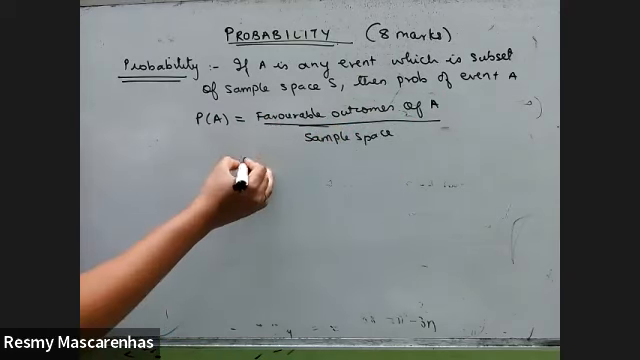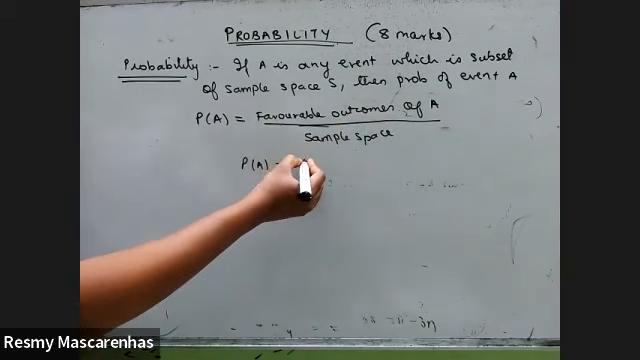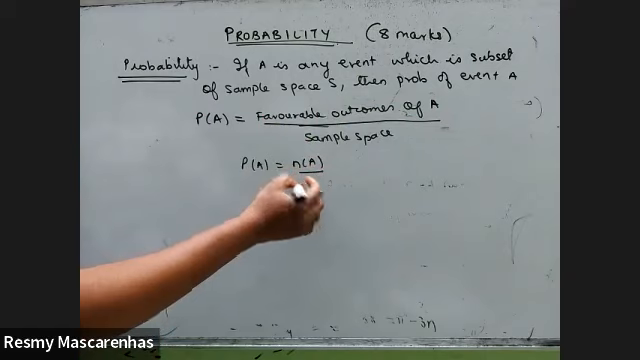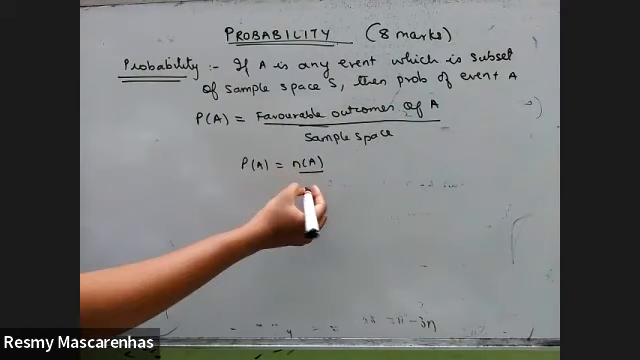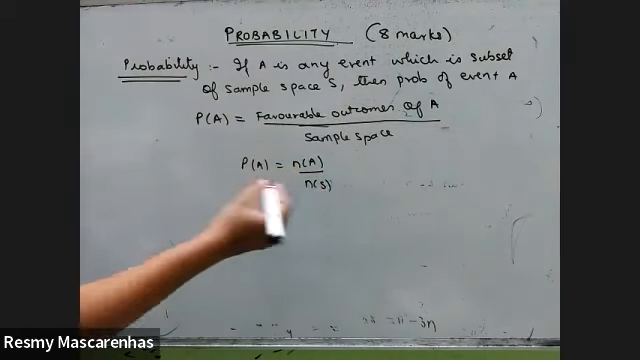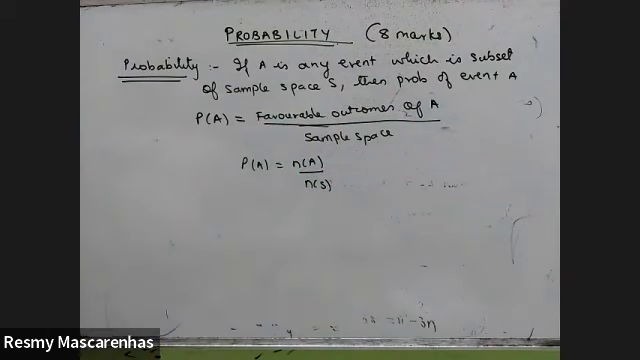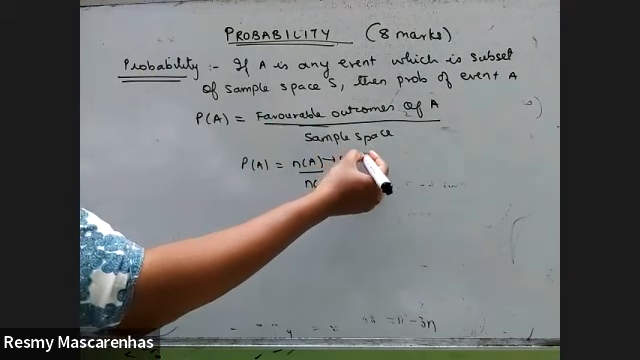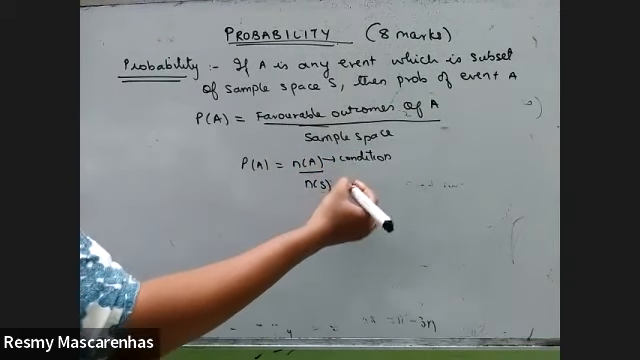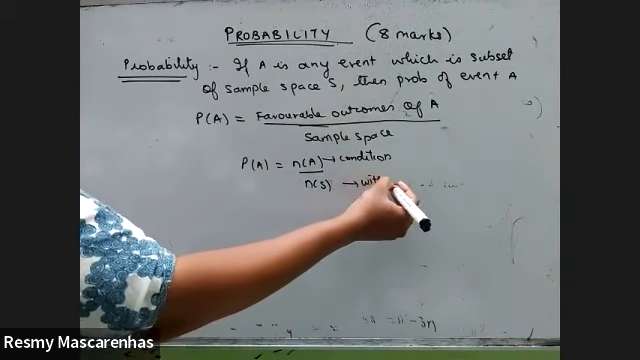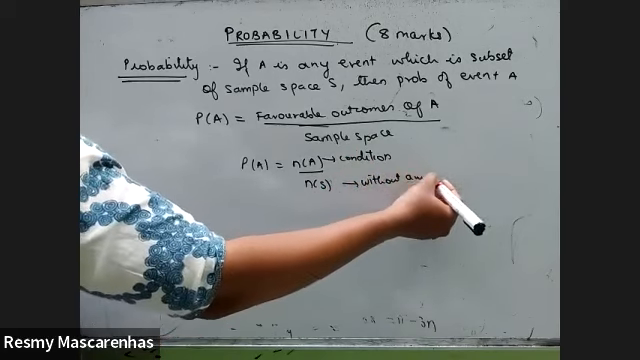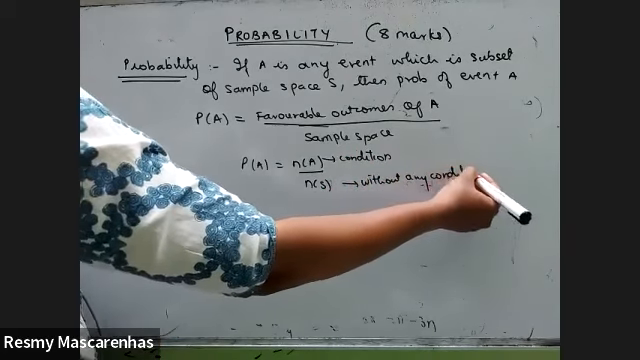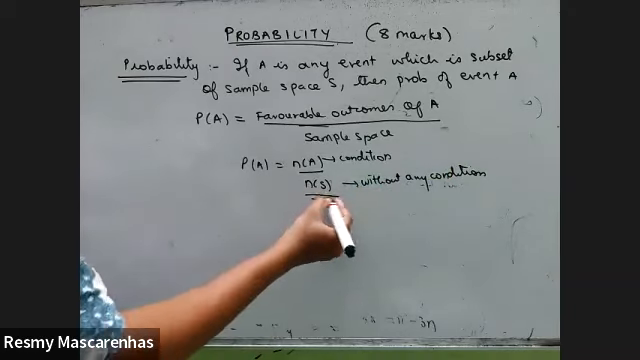That is, P of A will always equal the number of possibilities in A, that is the condition, upon your total sample space without any conditions. This always has some condition. This is without any condition. Sample space means, in general, the total.